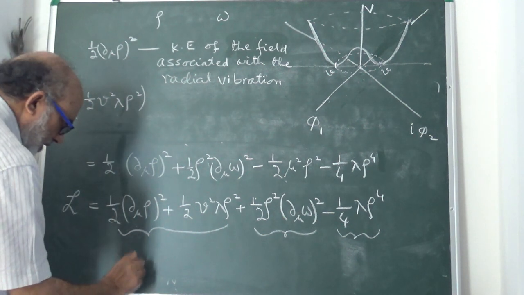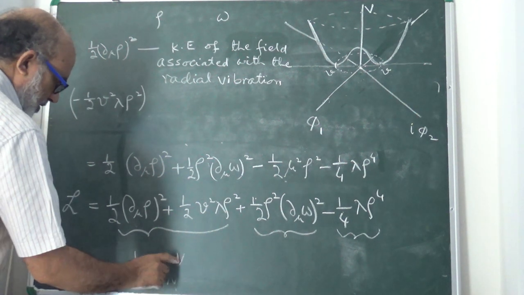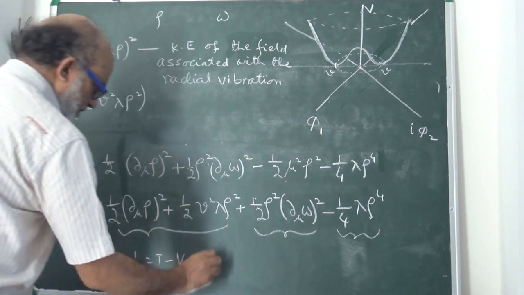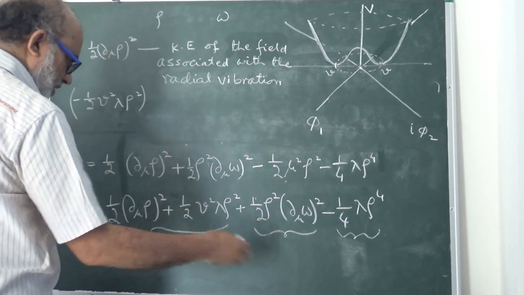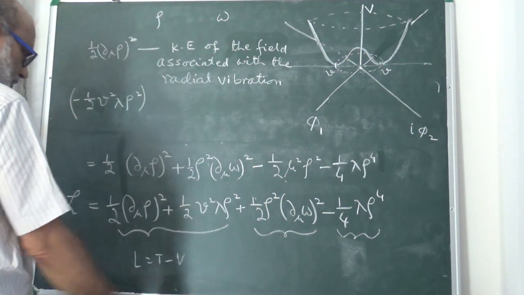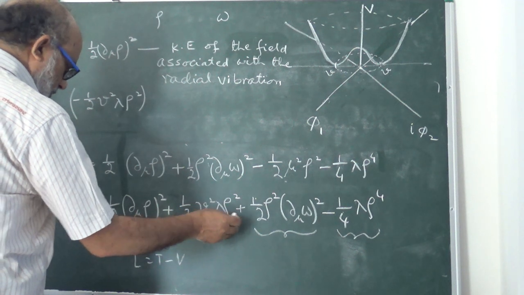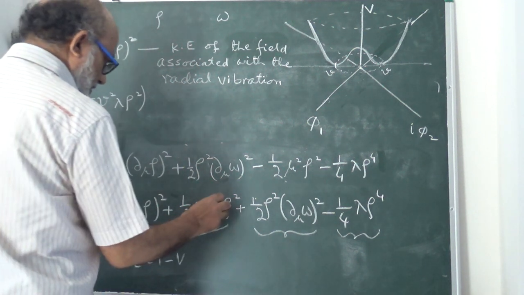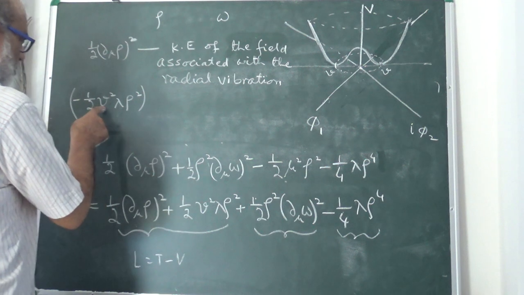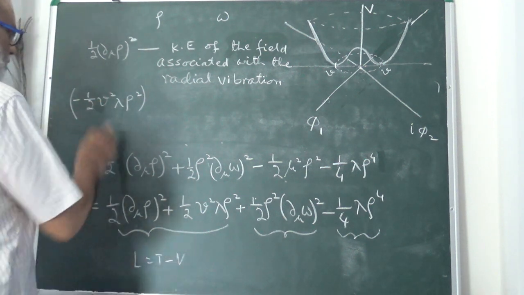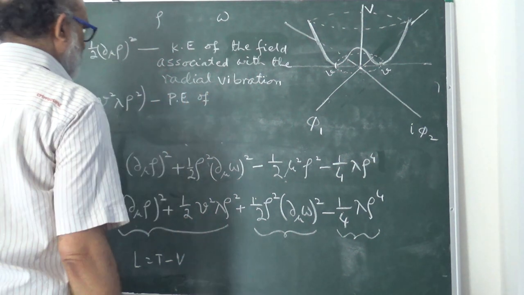You know that the Lagrangian is kinetic energy minus potential energy. And this is the potential energy. In the case of a spring, we know that the kinetic energy is half m v square and the potential is half k x square, and k is related to mass, k is equal to m omega square. So this is the mass part, and this is the x square, which in the spring we have taken as the potential. So the mass here is, here it's positive, it means the mass is minus v square lambda. So this is the potential energy of the rho field.